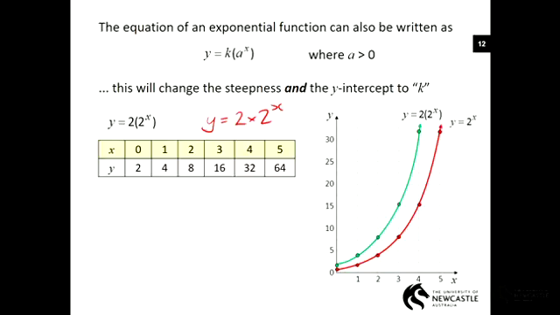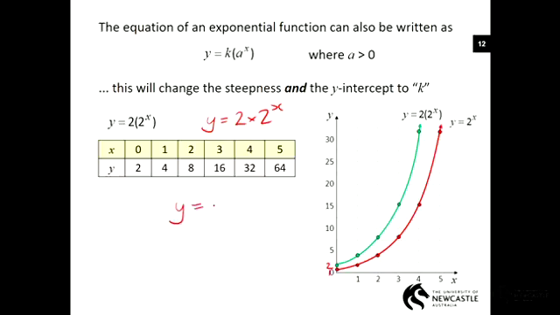Y equals 2 by 2 to the x just looks like the green one. So the y-intercept has changed. It just got times by 2. So instead of cutting at 1 like the red did, it cuts at 2. And looks a bit steeper. Okay, so what we've got to accept there is that sometimes there's a multiplier out the front.